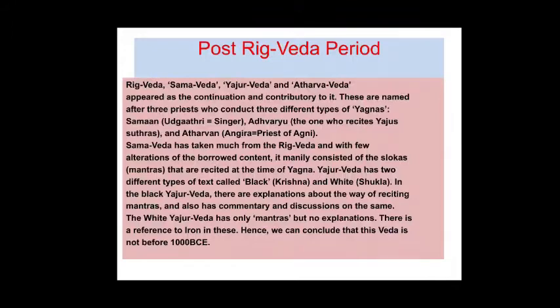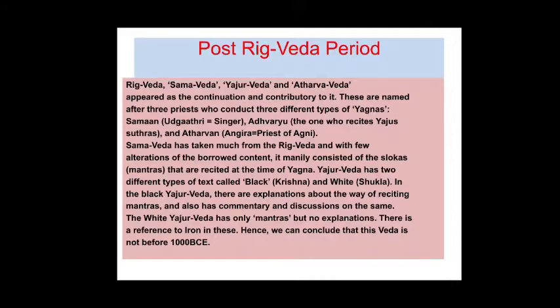The white Yajurveda, the Shukla, has only mantras but no explanation. Only mantras and shlokas are given, not the explanation, and there is no discussion. There is a reference to iron in this, hence we can conclude this Veda is not before 1000 BC. So we can conclude finally, this is only around 1000 BC.